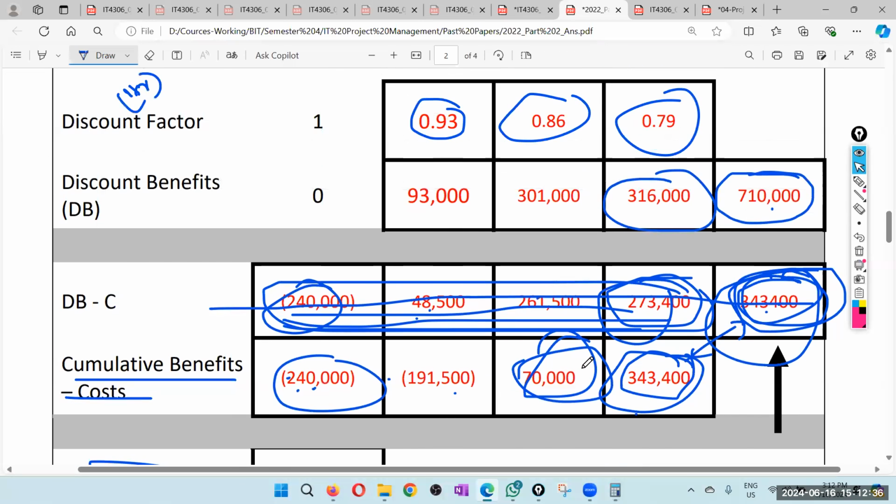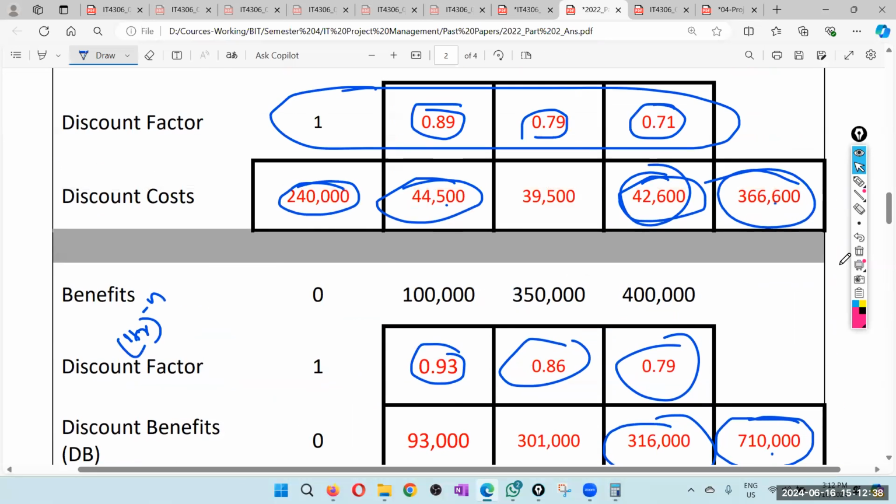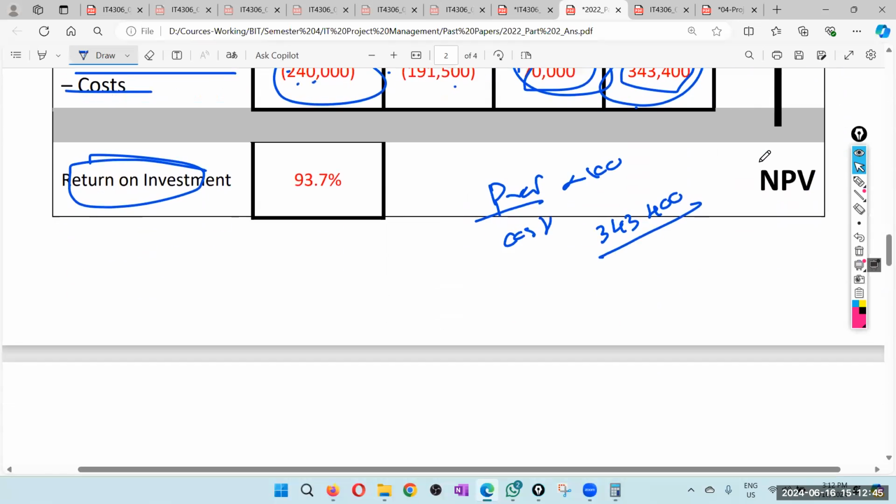Discounted total cost is this, 366,600. That is discounted total cost. This is NPV, or profit, time discounted profit, into 100. Okay. So how much is that?